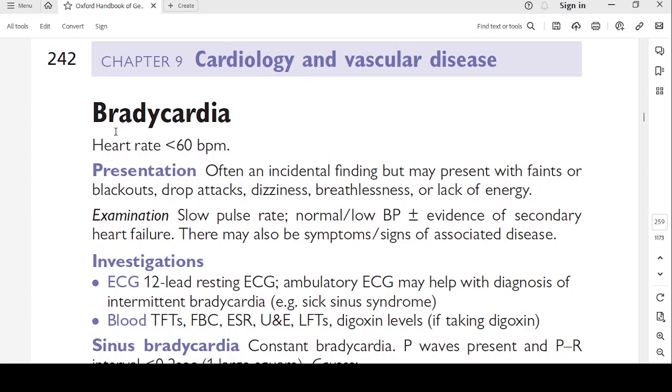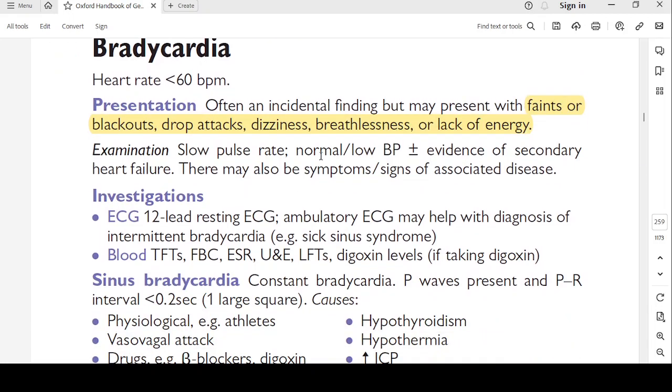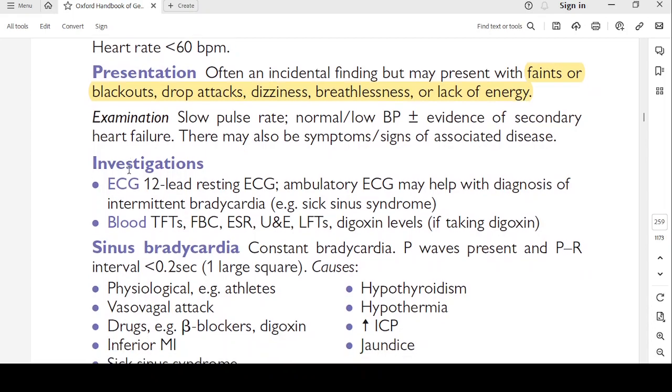Next topic is bradycardia. Heart rate less than 60 beats per minute. Presentation: often as an incidental finding but may present with faints or blackouts, drop attacks, dizziness, breathlessness or lack of energy. Examination: slow pulse rate, normal or low BP, plus or minus evidence of secondary heart failure. There may also be symptoms or signs associated with any underlying disease.